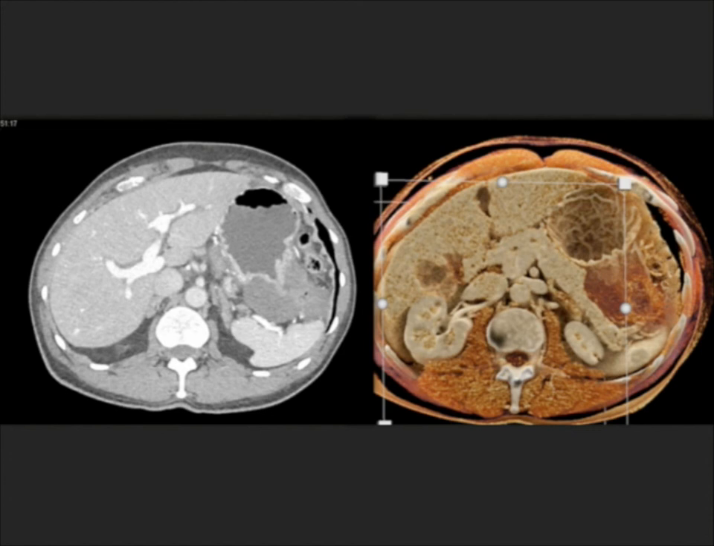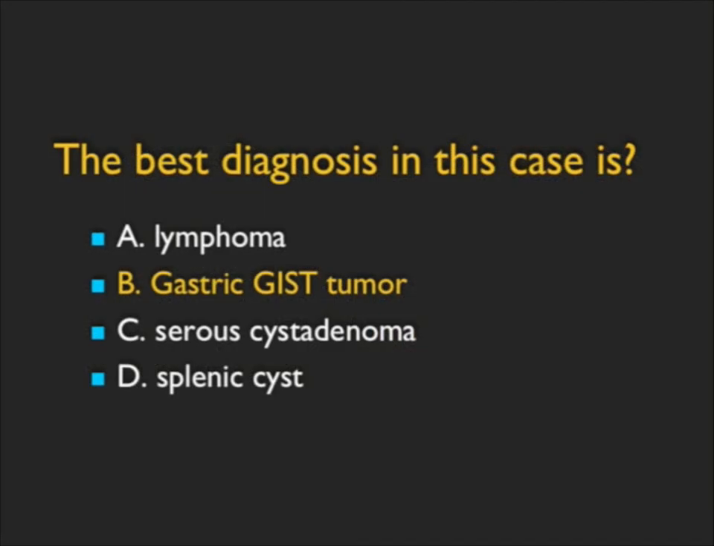GIST tumors can be cystic, though usually they're more solid. Sometimes they're lower density like this after treatment with Gleevec. It's not a serous cystadenoma of the pancreas. It's not solid like lymphoma. So that's not going to be the answer. So it's a gastric GIST tumor.